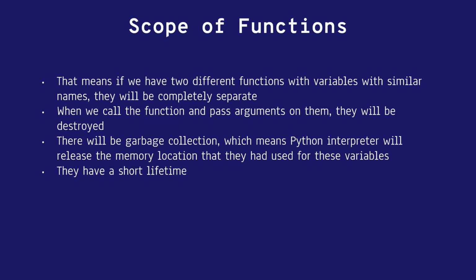When we call the function and pass arguments to it, they will be destroyed. There'll be garbage collection, which means the Python interpreter will release the memory location that they had used for these variables. They have a short lifetime.